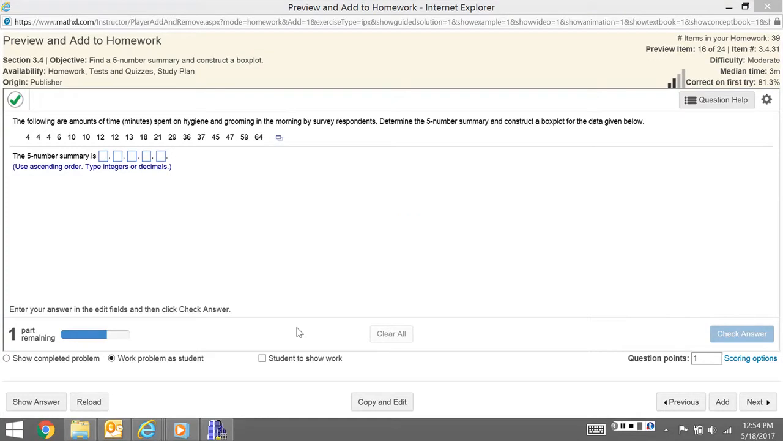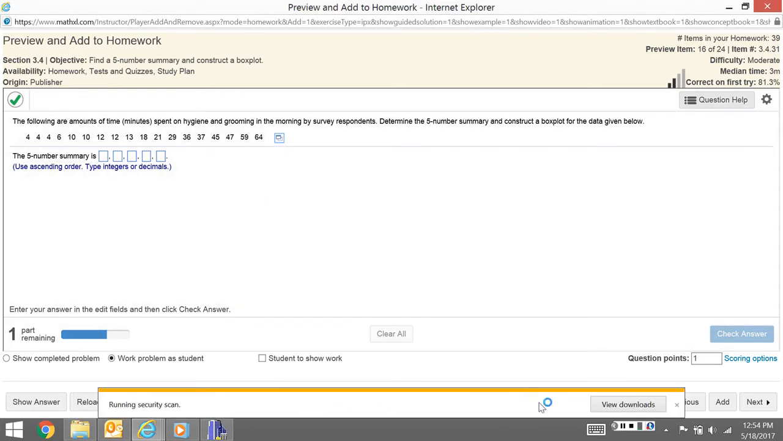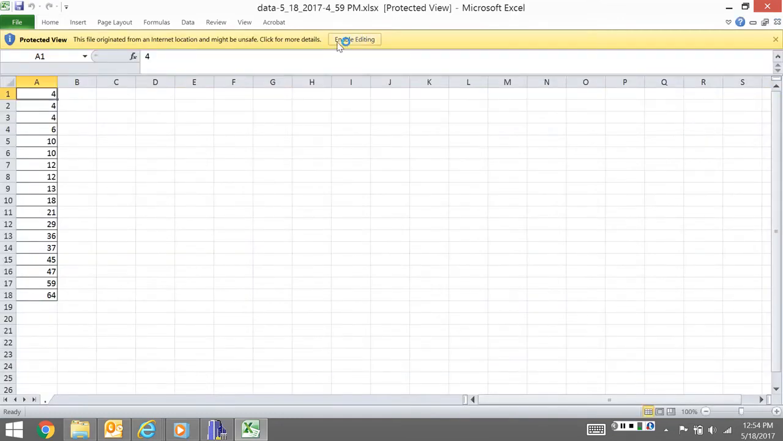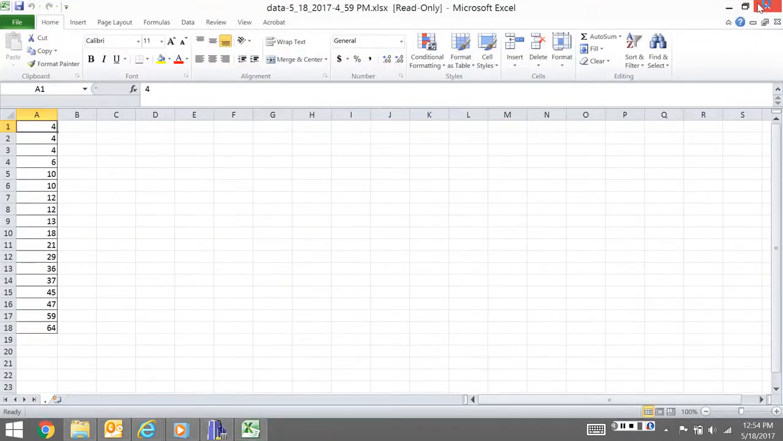Okay, we want to create a box plot, and Excel actually won't do this for you, but it's really easy to do by hand. Really, all you have to know how to do is find the five-number summary. So I'm going to open up my data in Excel just because it's an easy way to have it sorted. Now they've already sorted this data for you, but if you didn't already have it sorted, that would be your first step, is to sort it.